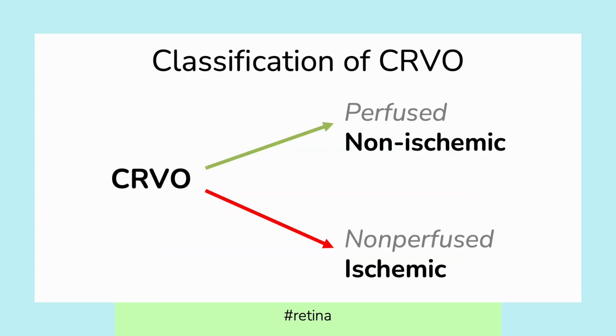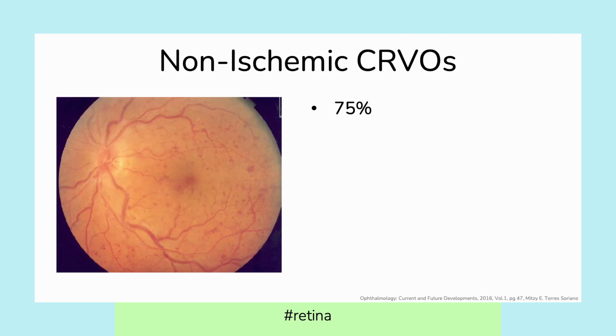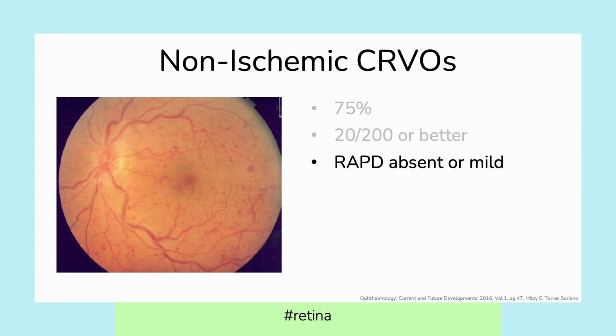CRVO fundus findings depend on the degree of outflow and amount of collateral vessels. CRVO can be classified as perfused or non-ischemic and non-perfused or ischemic. 75% of CRVOs are non-ischemic, perfused, due to collateral vessels. Vision loss will be 20/200 or better. RAPD will be absent or mild.